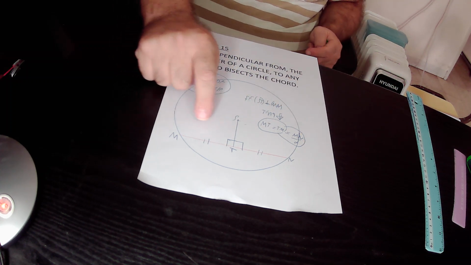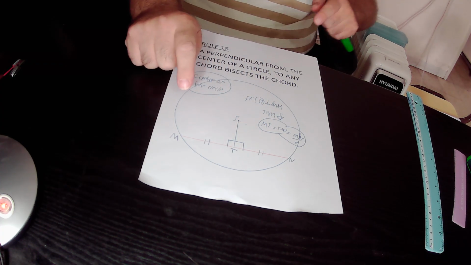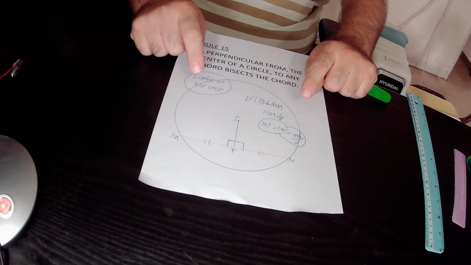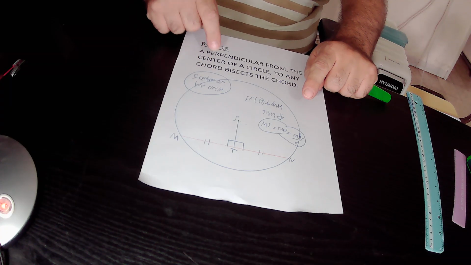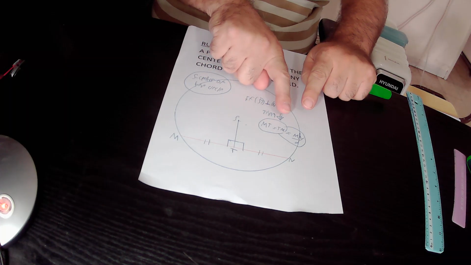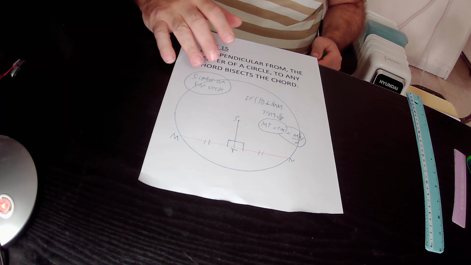The first half is MT, and it of course equals the second half, that is TN, and each half must be equal to MN over 2 because MN has been bisected into two halves. So in total, according to rule 15, perpendicular ST bisects chord MN. That is to say, MT equals TN equals MN over 2. So we can actually implement rule 15 in our drawing.